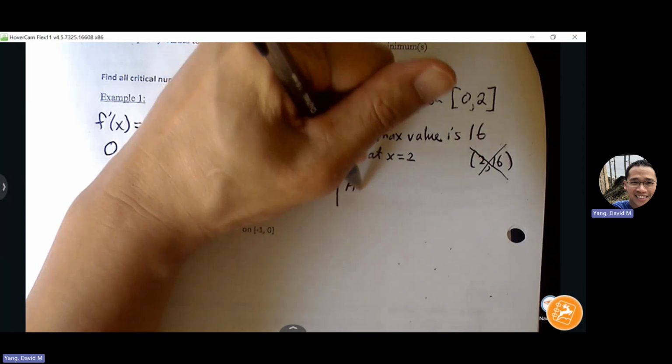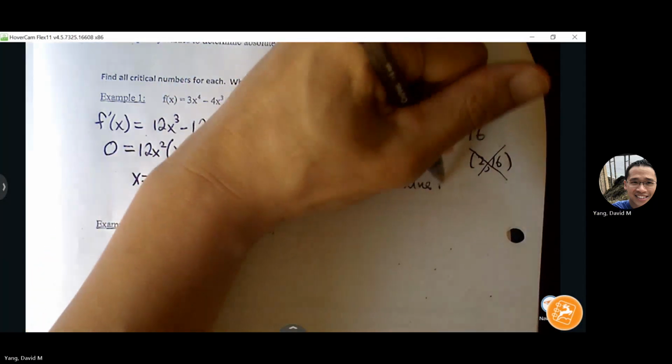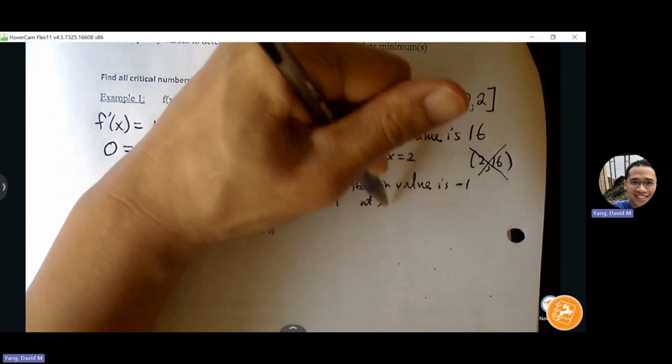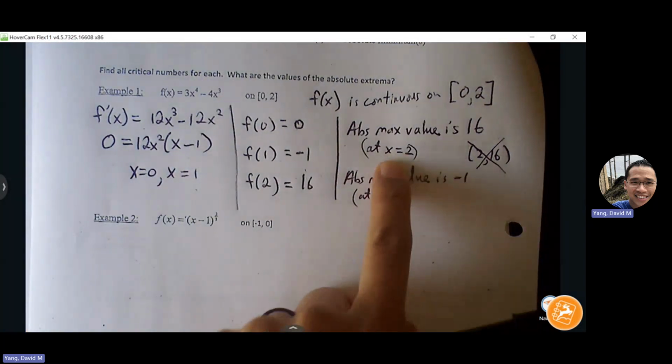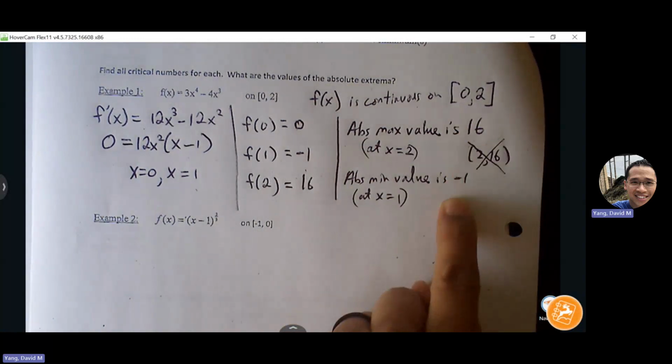And then the absolute minimum is what? Is negative 1, and then at x equals 1. This is not as important. If you leave the at x equals 2 or x equals 1 out, that's fine. I'm after the y values.